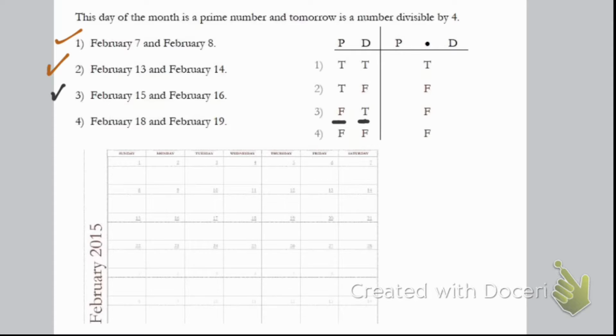And finally, suppose we make the claim on February 18th. We say on that date, this day of the month is a prime number, and tomorrow is a number divisible by 4. Well, on the 18th, that's not a prime number. So that claim would be false. And tomorrow is a number divisible by 4. Well, that would be the 19th. And it's not divisible by 4, so that part would be false as well. When both parts are false, obviously the whole thing is false.